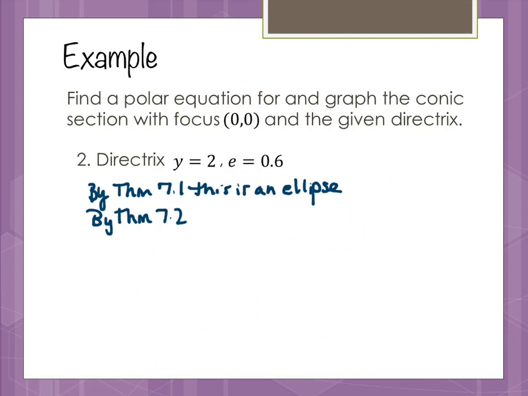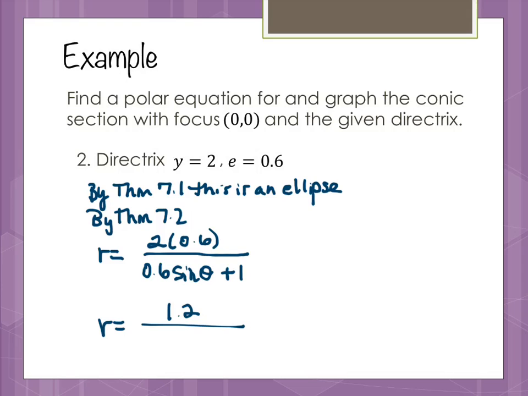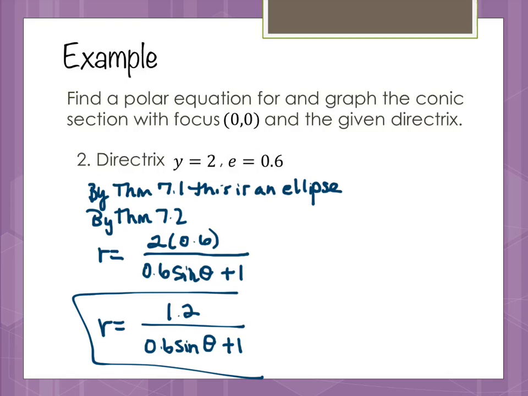So I've got r equals the two values multiplied, so that's the 2 times, in this case, 0.6, divided by eccentricity, 0.6. Is it sine or cosine? Sine. Is it plus or minus? It's plus 1. So my equation is actually 1.2 divided by 0.6 sine theta plus 1. And we're going to graph it. Make sure that denominator's in parentheses like last time as well.